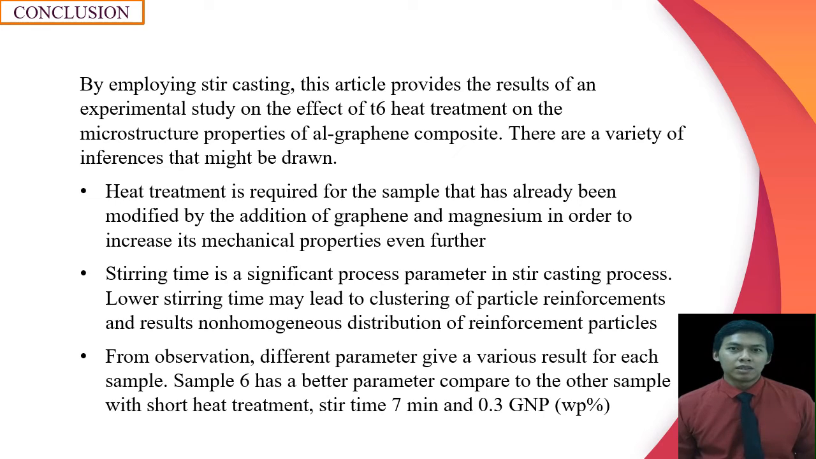Second is stirring time is a significant process parameter in the stir casting process. Lower stirring time may lead to clustering of particle reinforcement and result in non-homogeneous distribution of reinforcement particles. And lastly, from observation, different parameters give various results for each sample. Sample 6 has a better parameter compared to the other samples with short heat treatment, stir time 7 minutes and 0.3 GNP weight percentage.